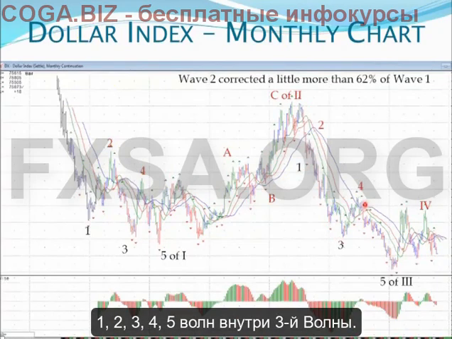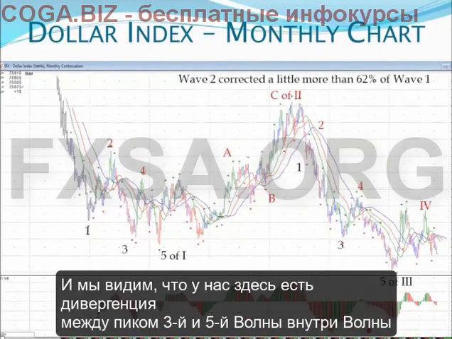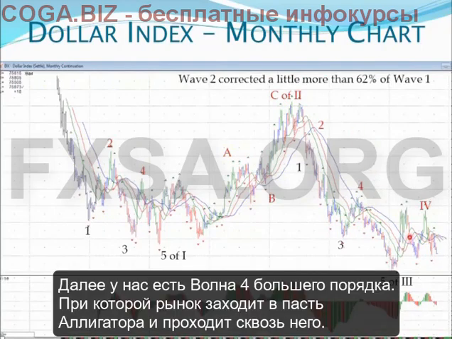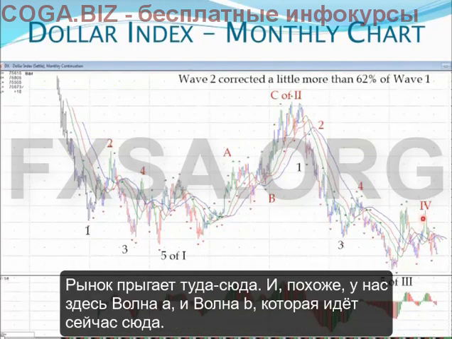1, 2, 3, 4, 5 waves of the third wave, and we see we have divergence here from the peak 3 to the 5 of 3, and of course wave 3 is taller than wave 1. Next we have our large degree wave 4, where the market went right into the mouth and through the alligator, bouncing back and forth. So it looks like we have an A wave and a B wave going on here currently.